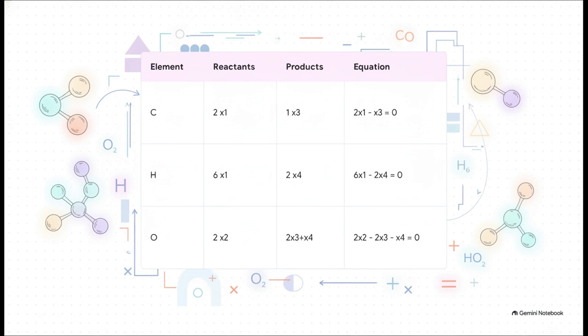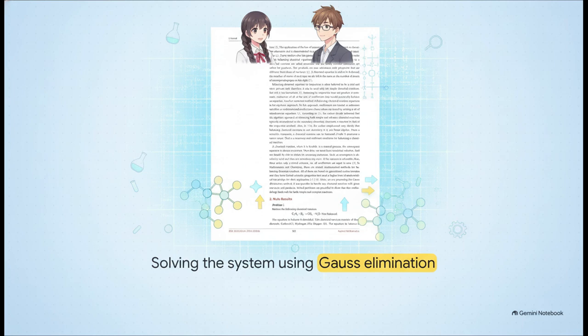So here is how we set it up. Instead of just guessing numbers, we are going to treat all the unknown coefficients as algebraic variables. Let's call them x1, x2, x3, and x4. You then write out a linear equation for each individual element. So for example, if compound x1 has 2 carbons and product compound x3 has 1 carbon, your equation for carbon is just simply 2 times x1 equals 1 times x3. What you end up with is a system of simultaneous linear equations. And by applying the Gauss elimination method, which is detailed wonderfully in this paper from Scientific Research Publishing, you can convert all your chemical variables right into a matrix that can be systematically solved.